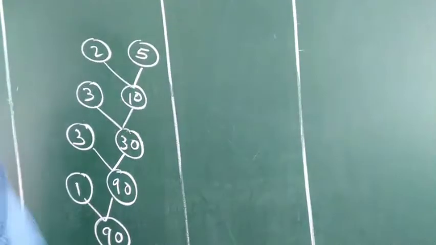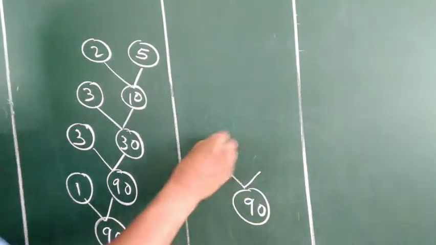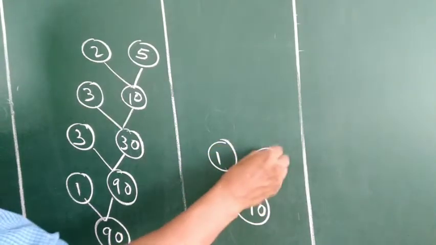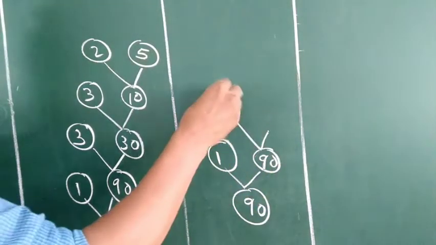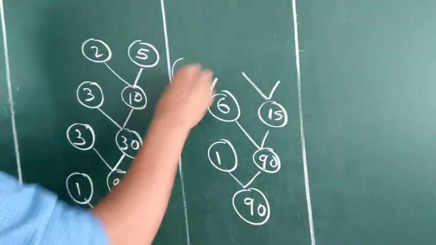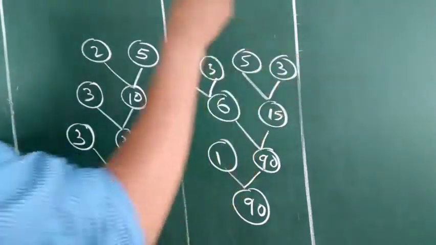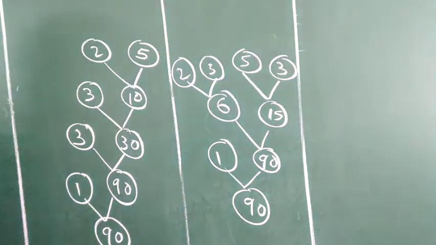See, again a different way is there. 90 is 1 into 90. Then directly you can write like this, 6 into 15. Then 2 into 3, and 5 into 3. So like that you can find out the factors of 90 in a different way.